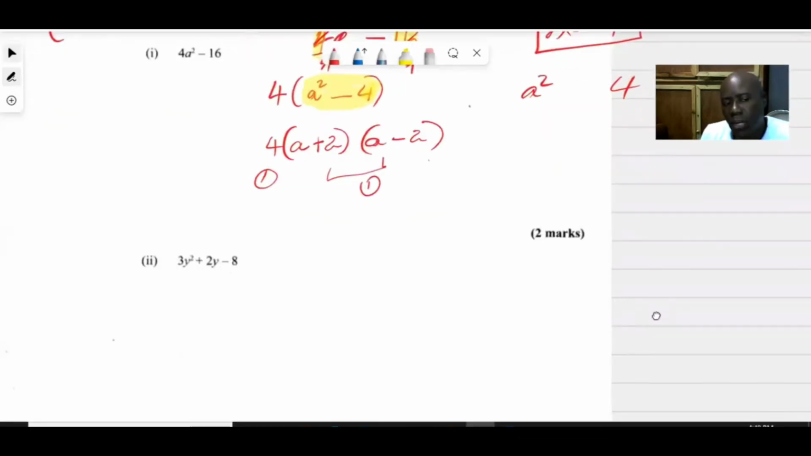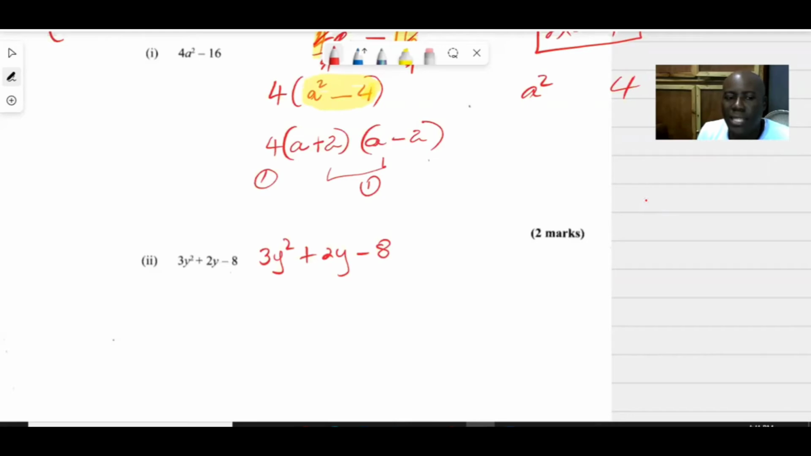So the second one here says 3y squared plus 2y minus 8. We want to factorize this. But in trying to factorize this, we definitely realize that, hey, I don't see anything in common. Like y is not common because there is no y attached to the 8. And there is no number that could go into 3 and 2 and 8 apart from number 1 without a remainder. So this means that we can't factorize by the highest common factor.